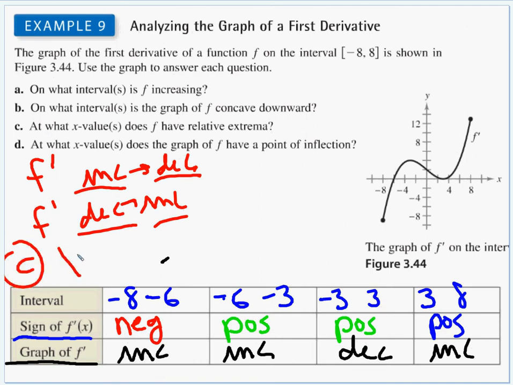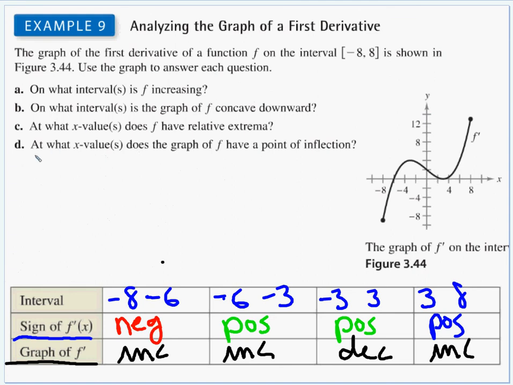So for part C, x equals -3. Now, they didn't ask us if it was a min or a max, but in this case, we went from decreasing to increasing. It would be a min. Now, look at here. Here, we hit the x-axis, but we did not cross it. To the left, f prime is positive, function's increasing. On the other side, it's still positive, increasing. So if you go from increasing to increasing, it's not a min or a max. It's neither.